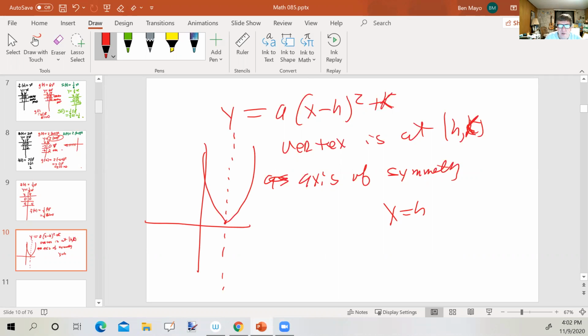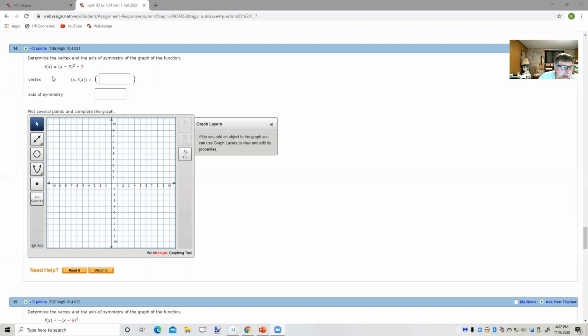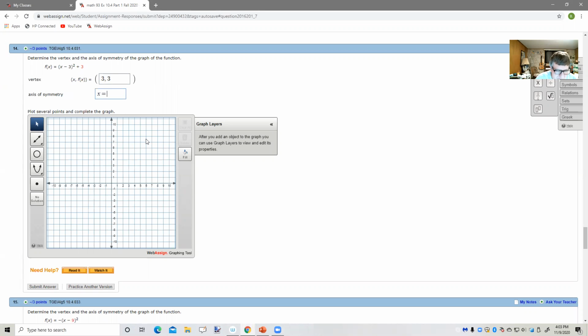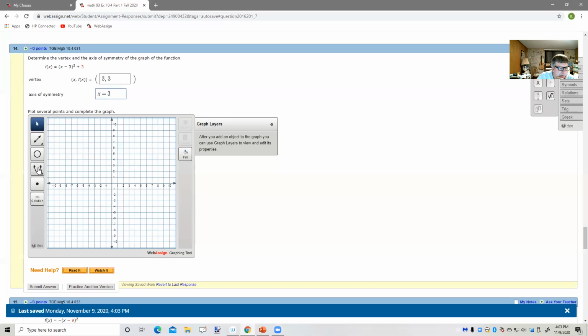Okay. So how does that work for this problem we're going to do here? And then I'm going to let you go. So here we've got f of x equals x minus 3 squared plus 3. So the vertex would be at 3, 3. So hk, x minus h, okay. The axis of symmetry is an equation, x equals 3. A lot of people last quarter missed this problem because they didn't put in x equals. They just put in 3. So now I know the vertex is at 3, 3.